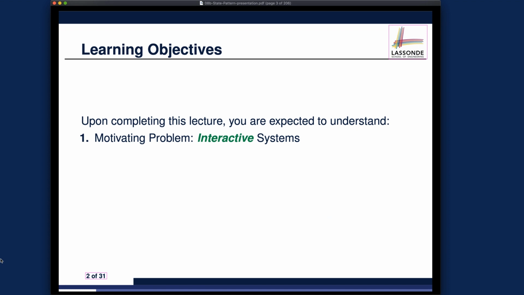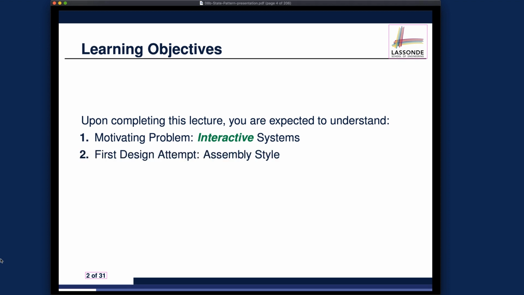Number one, we want to learn about the motivating problem, and for the state design pattern specifically, we want to know how to solve problems for interactive systems, meaning that they never terminate the system, but instead they try to interact with the user indefinitely, as long as it's necessary for the user to make their requests and get their responses. Number two, we'll talk about some design attempts.